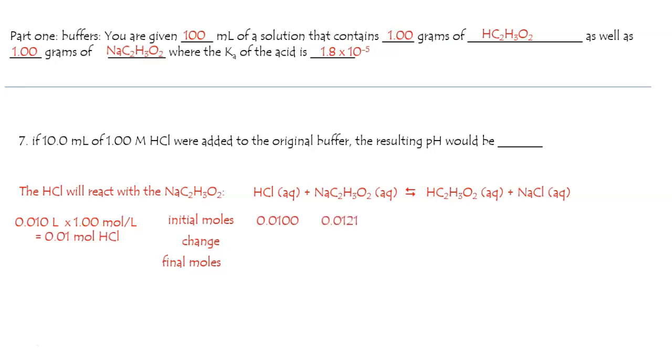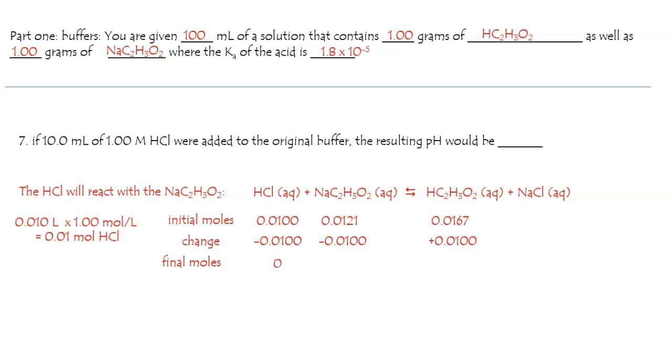Initially, we had 0.0121 moles of sodium acetate. That's 1 gram, where 82 grams is a mole, 1/82nd of a mole. We also had 1/60th of a mole, or 0.0167 moles of acetic acid, because we have a buffer. And we don't really care about the sodium chloride. All of that will react. Notice it is not in excess. So that'll remove almost all the sodium acetate, and it will add 0.01 moles to the acetic acid.